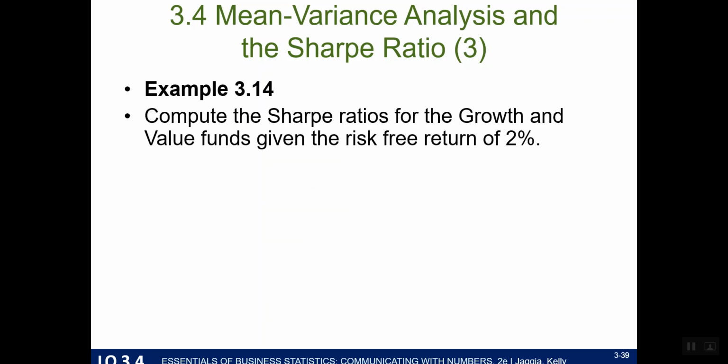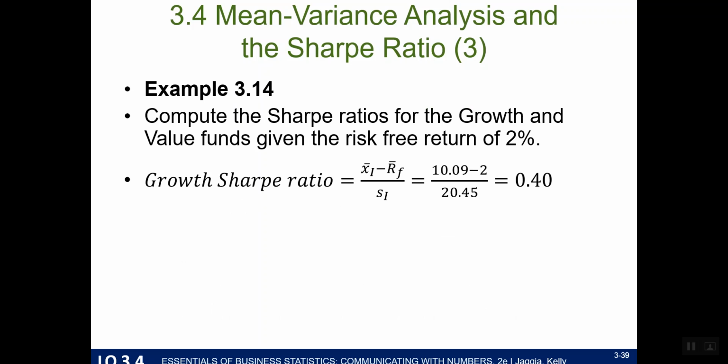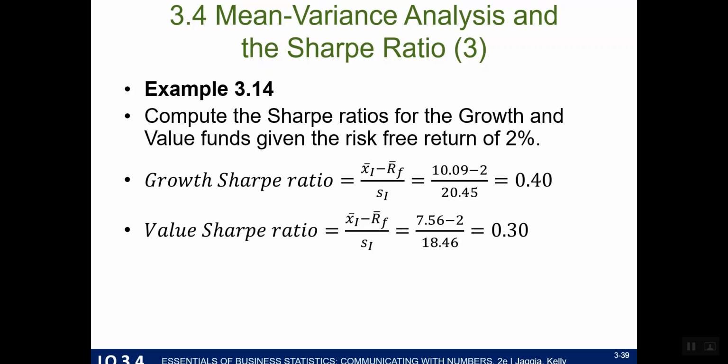So we're going to jump back to Excel in a minute and calculate it, but let's go ahead and calculate it here. We're assuming that the rate of the risk-free return is 2%. That's given to us. So for the growth fund, we're going to take our mean of 10.09 minus 2 and divide it by our standard deviation of 20.45. So that gives me a 0.4. Okay, well, what does that mean? Well, if we compare that with the calculation of the value fund, that gives me a Sharpe ratio of 0.3.